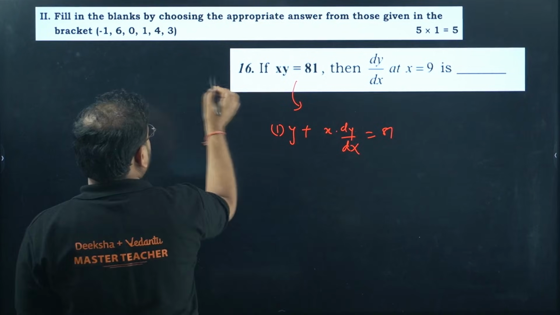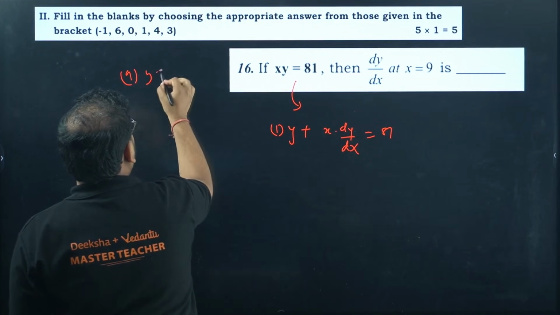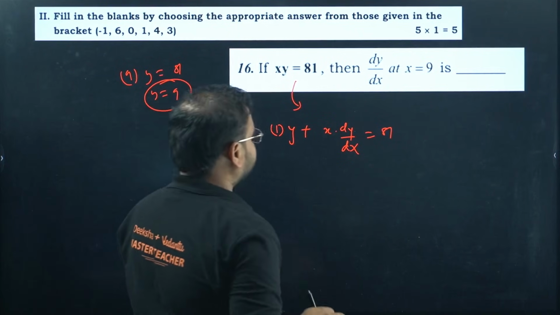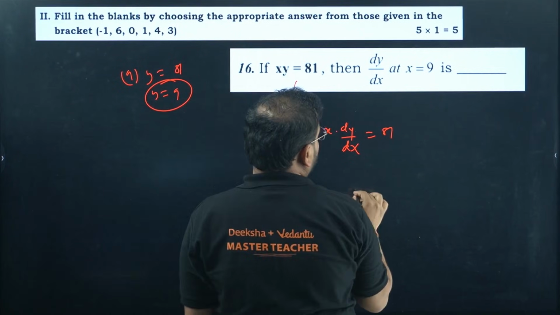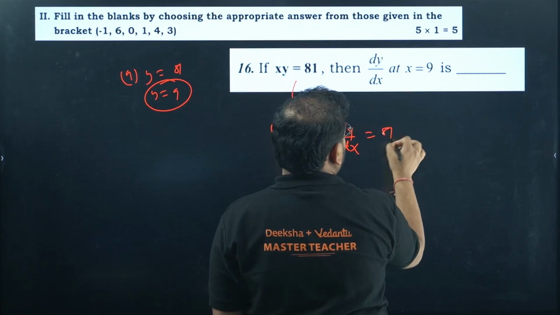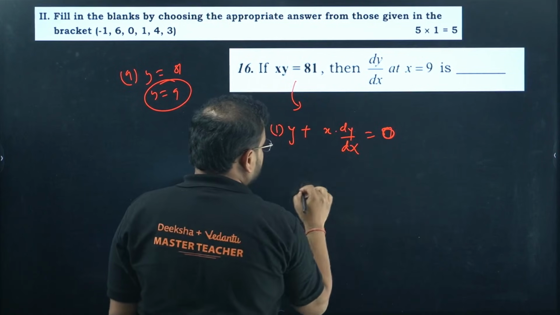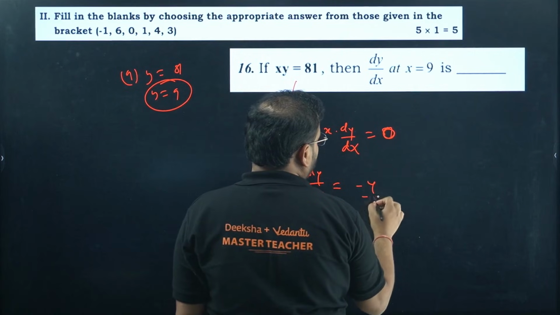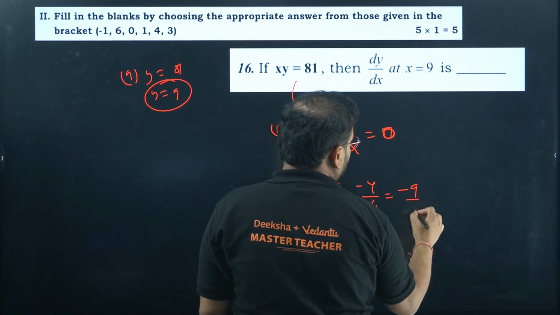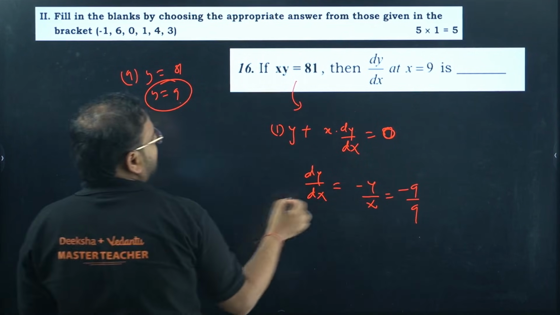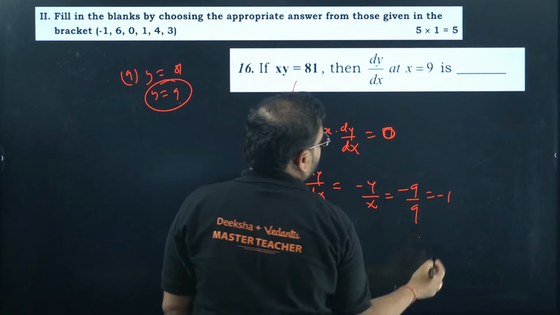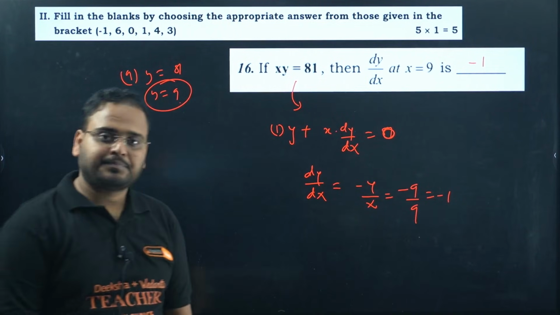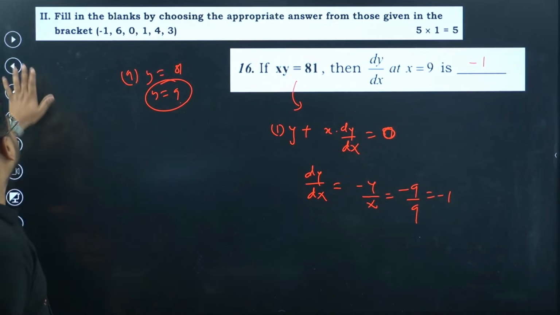Now when x is 9, check here, when x is 9, y will be what? 9 only. Okay. Sorry, this will be what? This will be 0, no? Derivative of 81 is 0 actually. So I get dy by dx equals minus y upon x. So minus 9 upon 9. This is 9 from here and this x is given as 9. Answer is minus 1. Done? Simple question. 16th one is over.